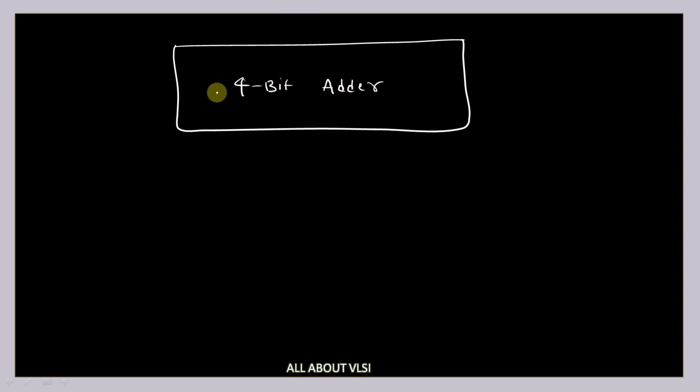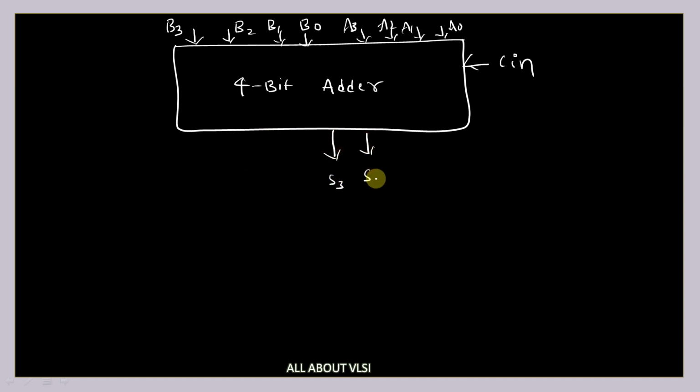We are going to have a 4-bit adder, and this 4-bit adder is going to have the inputs B3, B2, B1, and B0, and A3, A2, A1, and A0, and it is going to have one input carry Cin. From this we are going to get S3, S2, S1, and S0, and one C out.